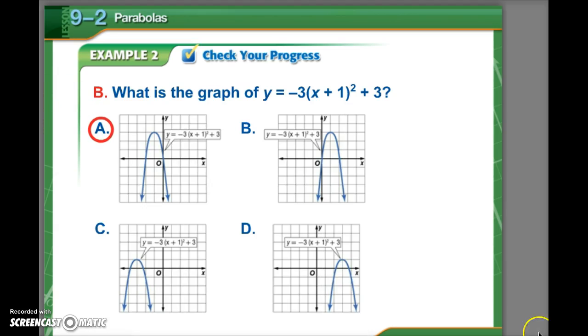And our answer this time is A. You should have recognized from this that the vertex is -1, 3. So we would shift from the origin, we would go left 1 and up 3. There's our vertex, and that's the only one that has a vertex at that location.